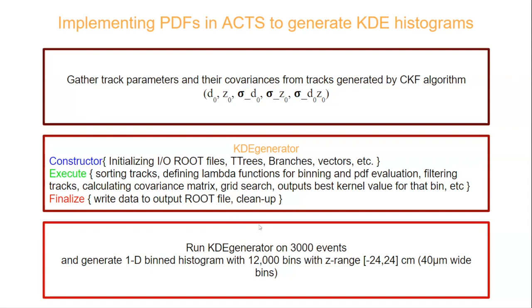The last step is to run this algorithm on 3,000 events in order to generate a one-dimensional bin histogram with 12,000 bins and a z range between -24 and 24 centimeters. So we expect the width of the bins to be 40 micrometers.